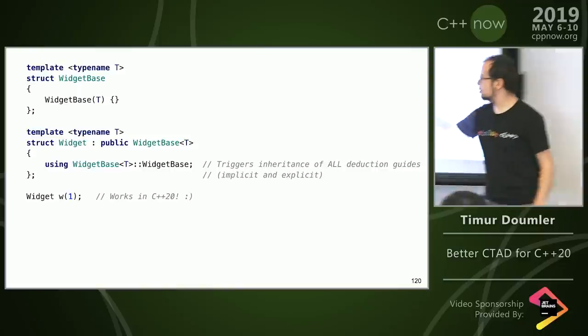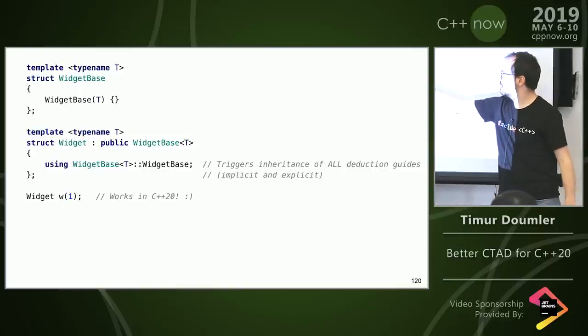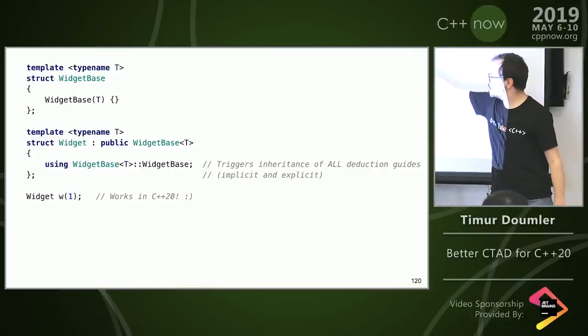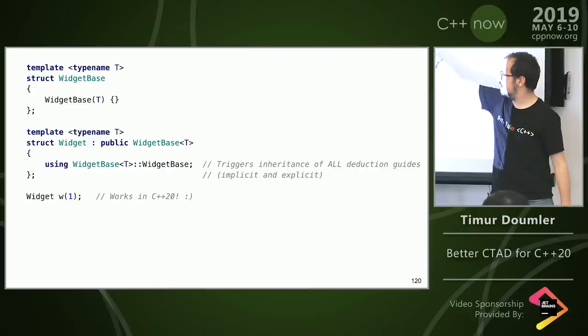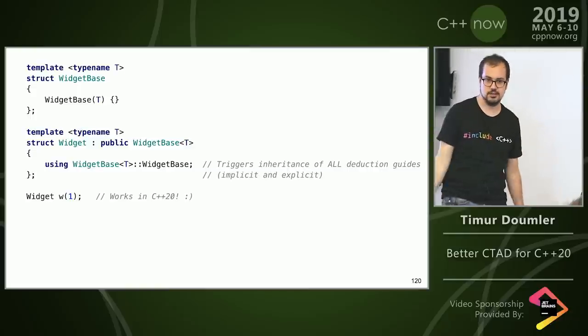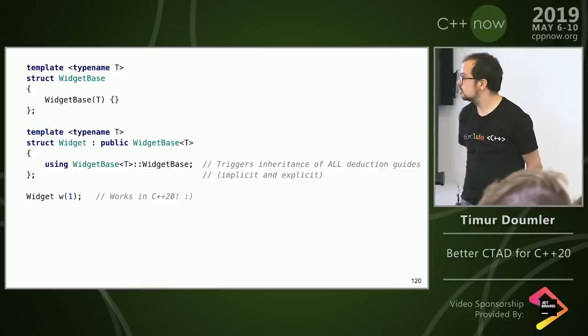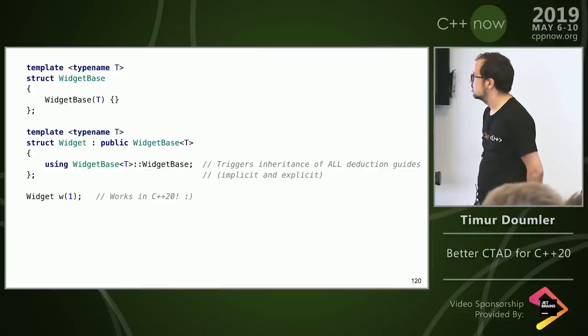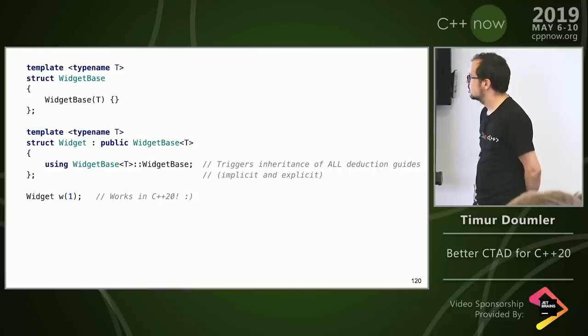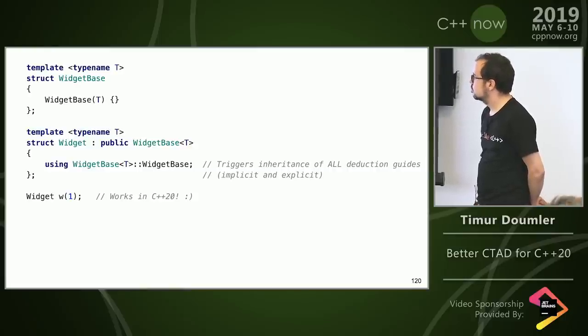This is a question of how this works, basically. Well, at the point of instantiation, it will decide what the base class is, and then depending on that, it's going to inherit the constructors of that base class. It might be a specialization. But during CTAD, you don't know what T is. You don't know which specialization of widget base it is.